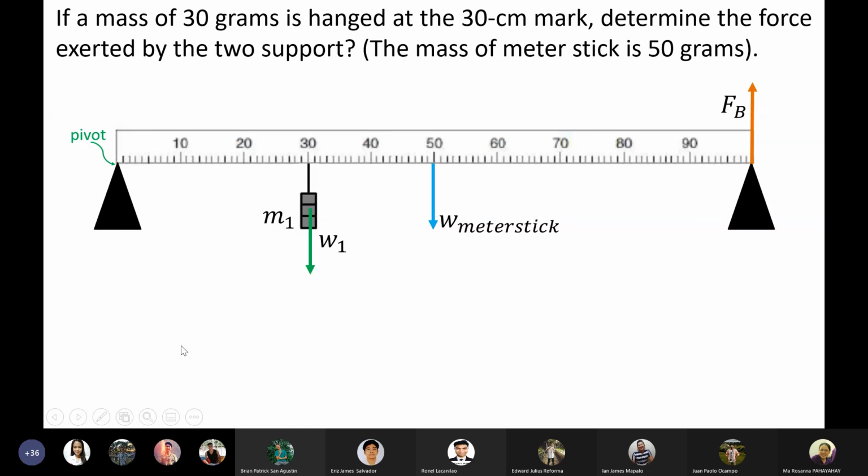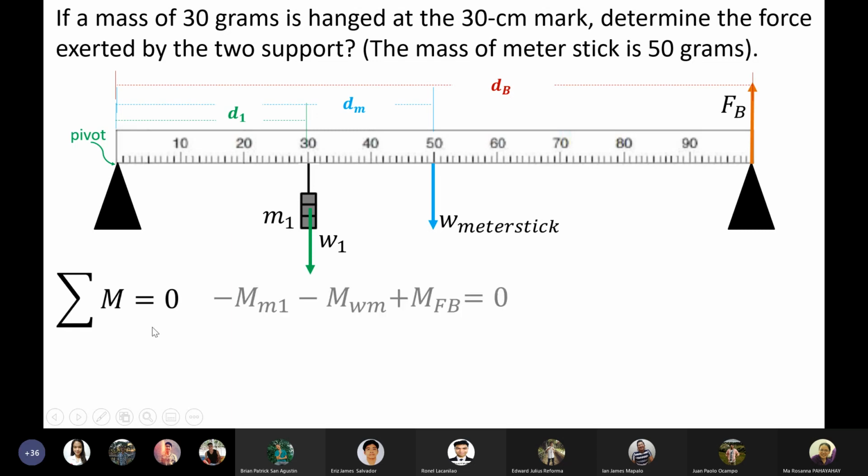Okay, so here, the summation of moment, we will get it. So, we need the lever arm or moment arm. So, D1 is the moment arm of weight 1. DM is the moment arm of our meter stick. And DB is the moment arm of our FB. Okay? So, that will be the case. So, the summation of moment is equal to 0. So, we have 3 forces here.